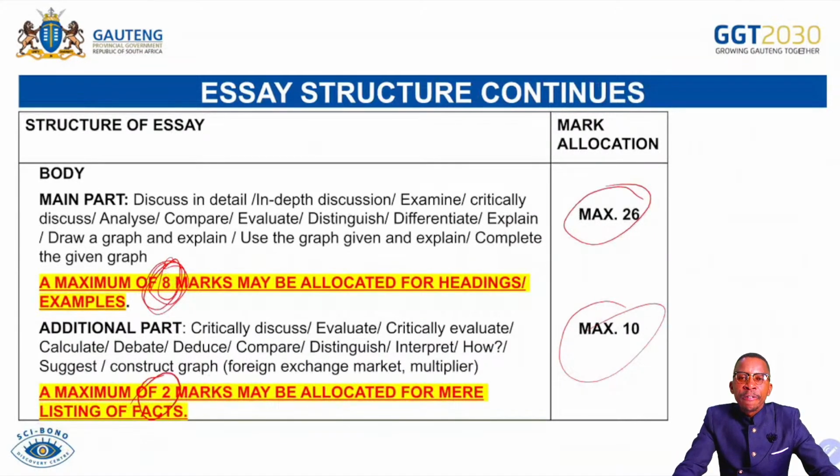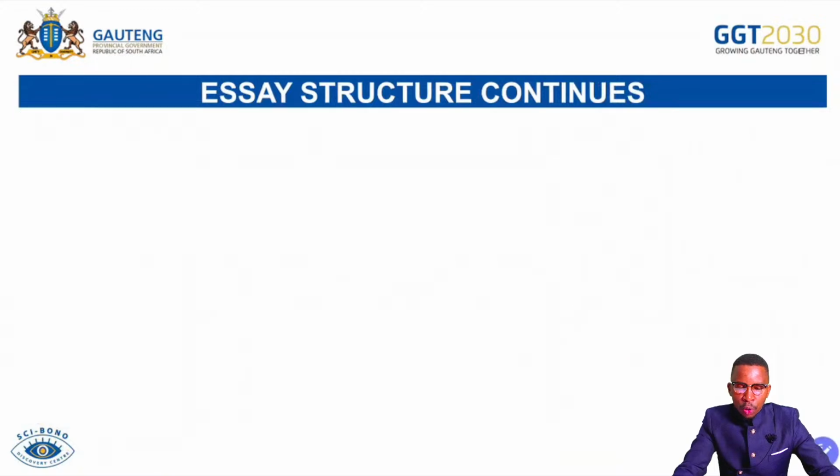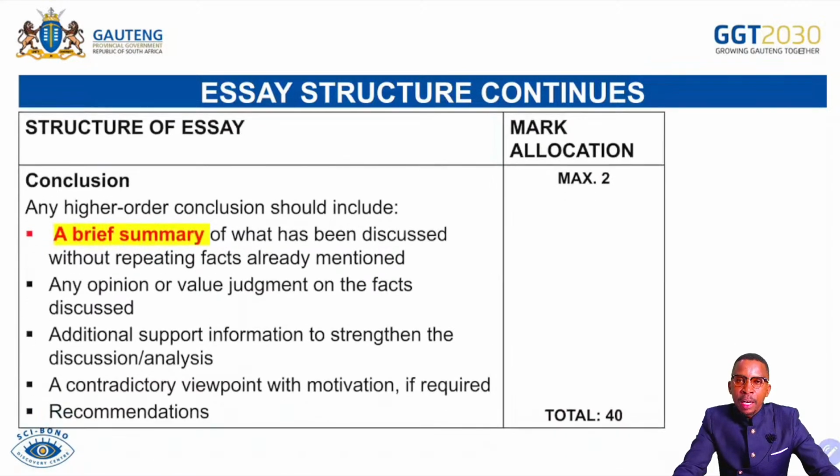If you list facts or examples in here, you get only 2 marks. So that means it is important for you to discuss in detail and then ensure that you answer in higher order responses to obtain your maximum of 10 marks in the additional part. And then we go to the conclusion, which is simply the higher order response.